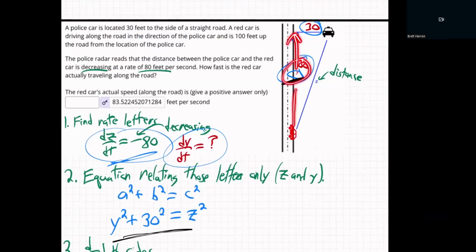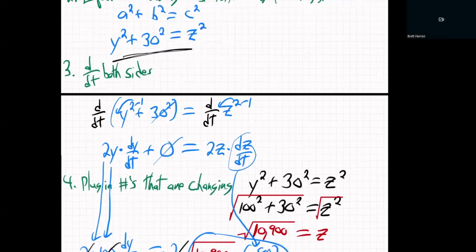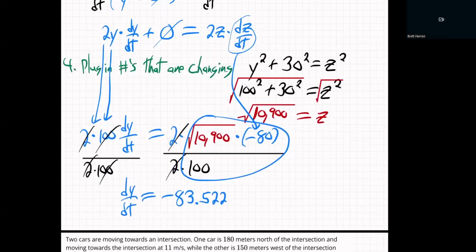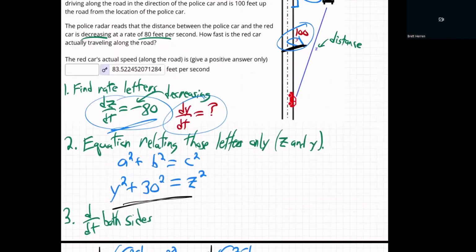Why is the length from there to there decreasing as the car goes down the road? But notice what they said. The red car's actual speed, give a positive answer only. So yeah, y is shrinking, so it's a negative rate of change, but they want us to just give the speed of the car as a positive answer only. So 83.522, just give it positive. 83.522, that's what we got. And so there we go.